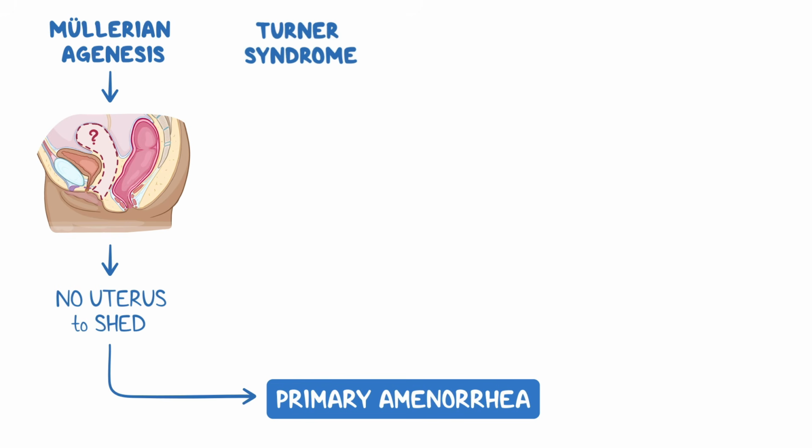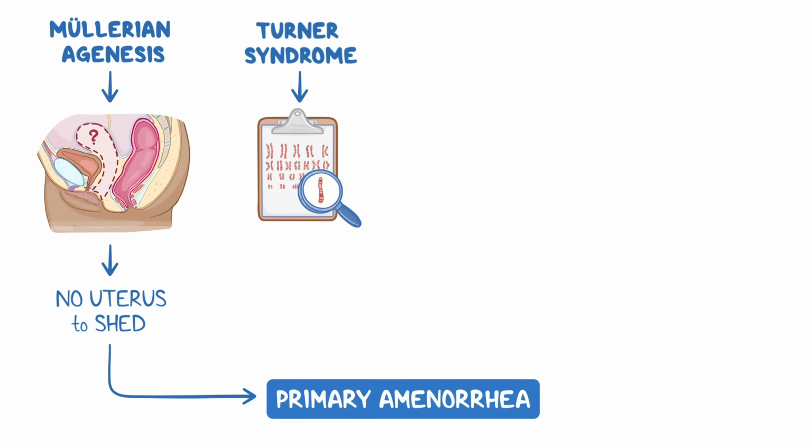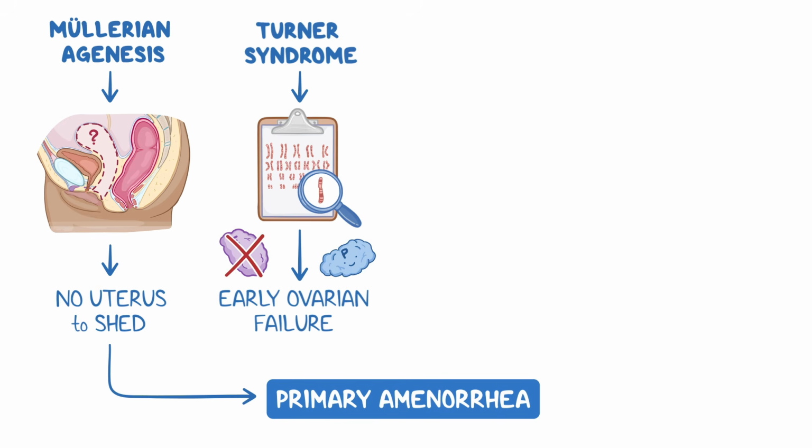In Turner syndrome, a missing or incomplete X chromosome causes early ovarian failure. Without working ovaries, there's no estrogen and progesterone, so the menstrual cycle never begins, leading to primary amenorrhea.